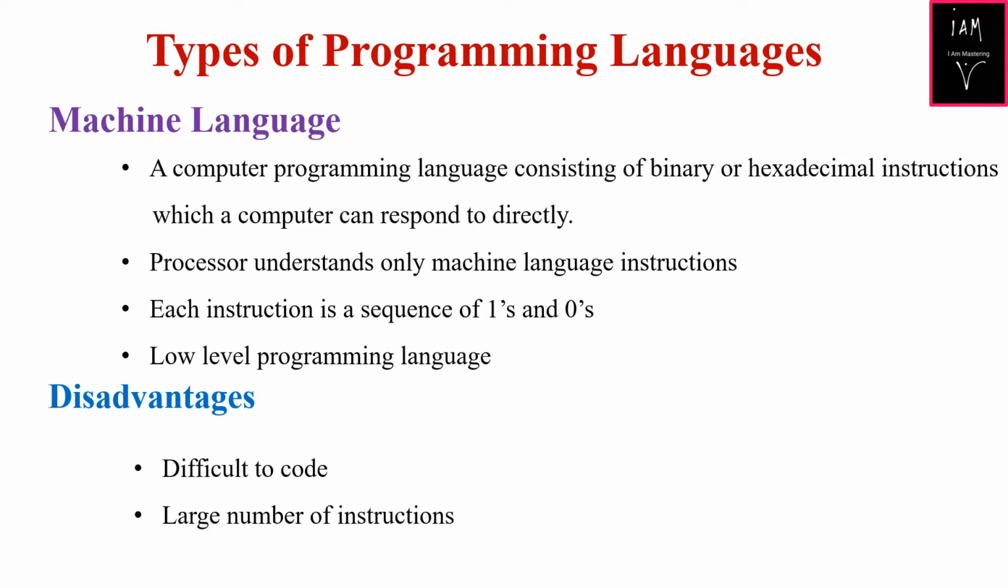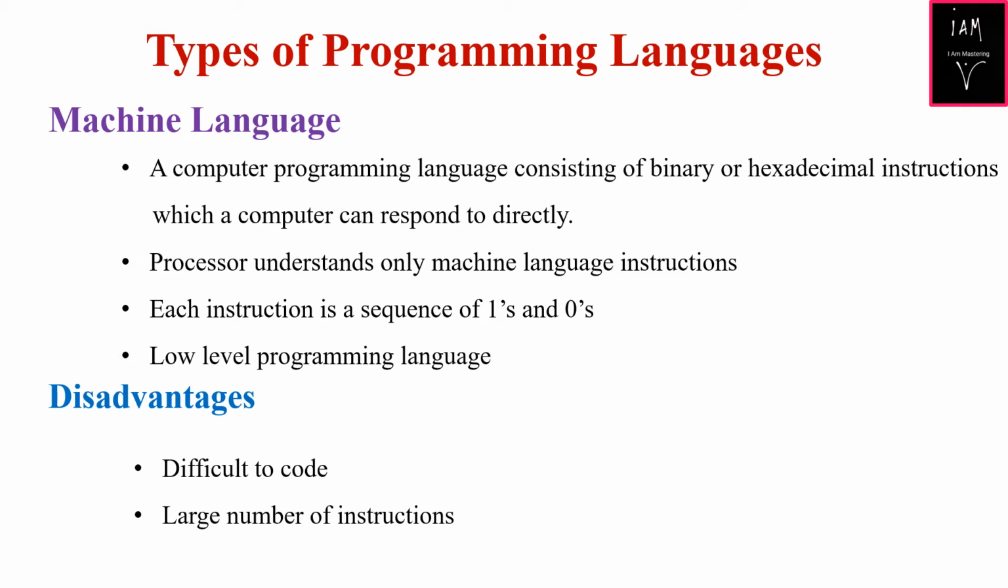First is the machine language. It is a computer programming language consisting of binary or hexadecimal instructions which a computer can respond to directly. This means there is no need of any sort of translation for the processor to understand the codes written in machine level language or machine language. The processor understands only machine language instructions, and each instruction is a sequence of ones and zeros.